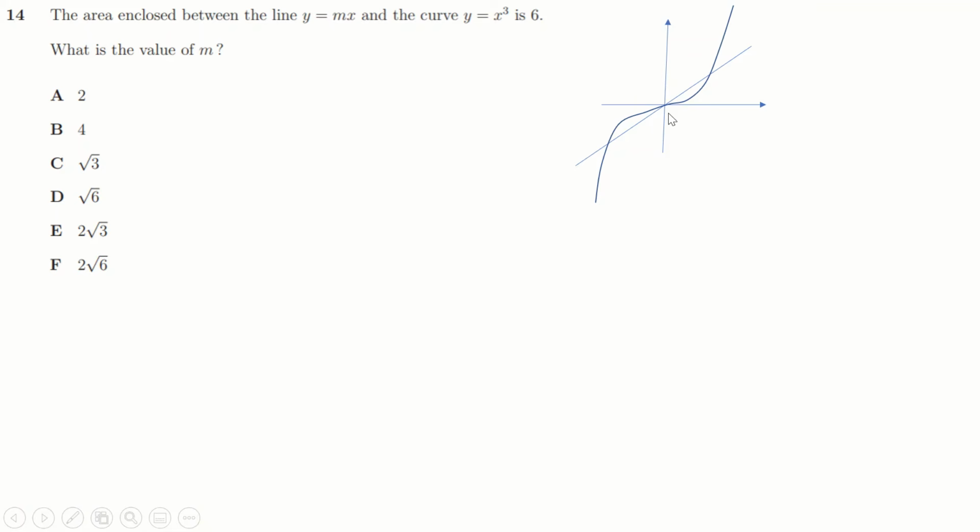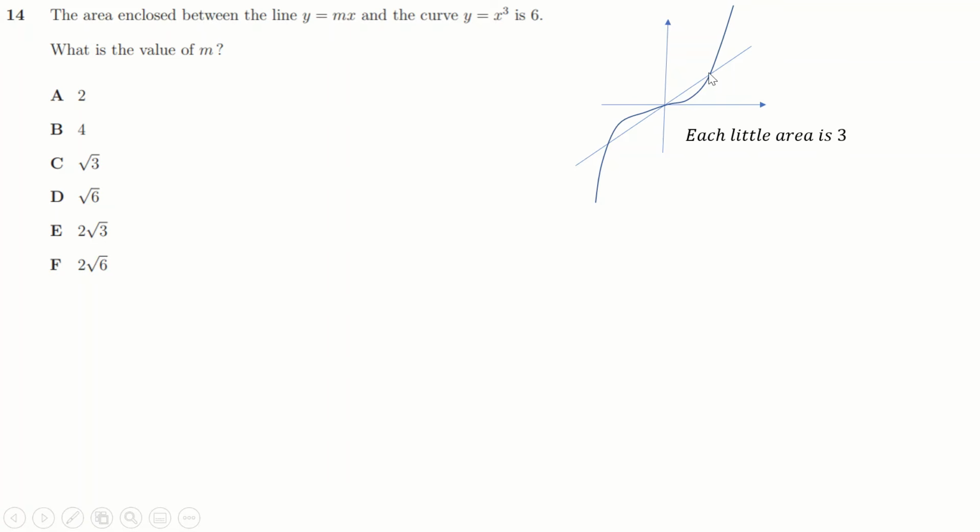Now, what this is asking is saying the area enclosed by these graphs, which are these 2 areas here, total 6. Now, this is entirely symmetrical, which means each of these little areas is 3. Which means all I need to do to find the value of m is find this intersection and then integrate between here and here and say that that answer is 3, and I should be able to get m.